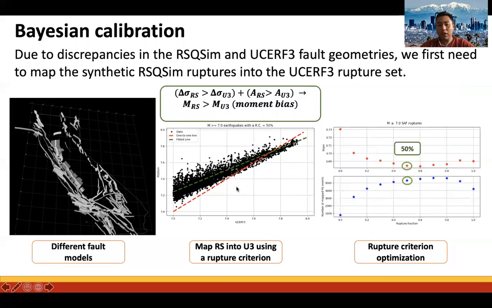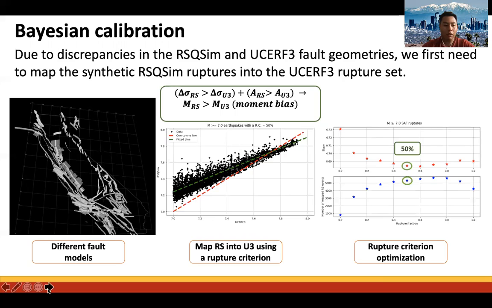It's important to say that we have a moment bias because in general, the RSQ-SIM events have larger stress drops and also larger fault areas, which will be translated into larger magnitudes, which we can see in this scatter plot.